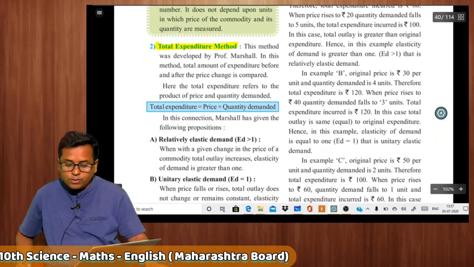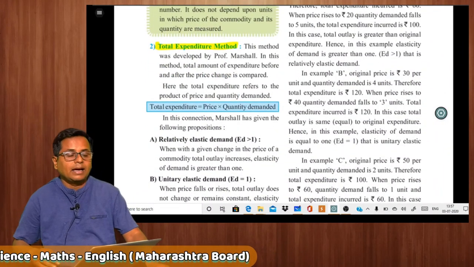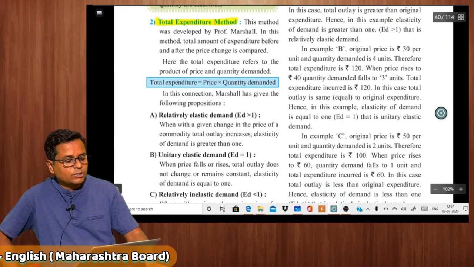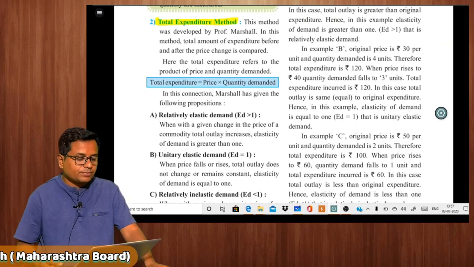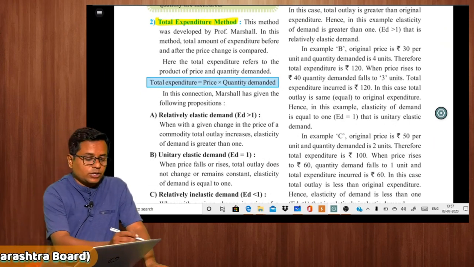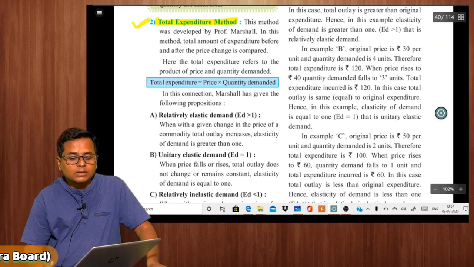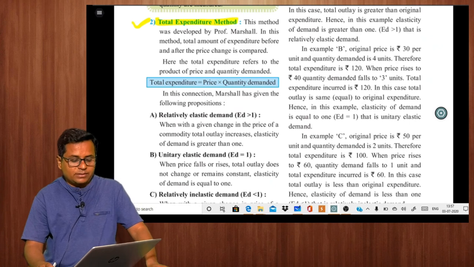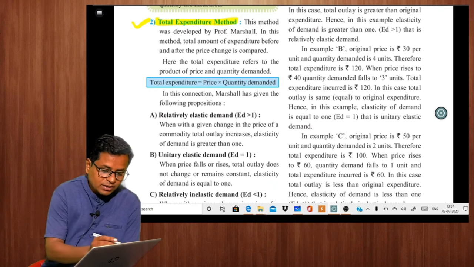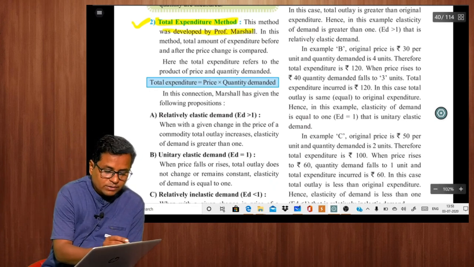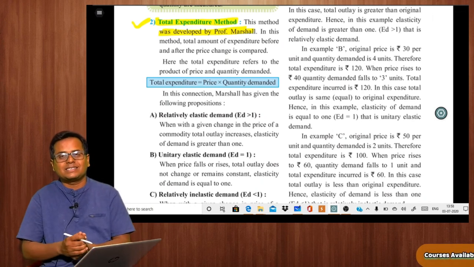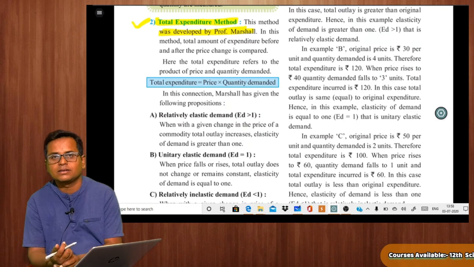Now we are going to see the next method of measuring price elasticity of demand, and that method is the total expenditure method. This method is also known as the outlay method, and this method was also developed by Dr. Alfred Marshall. How is price elasticity of demand measured in this method?